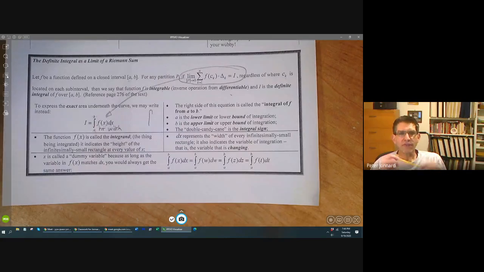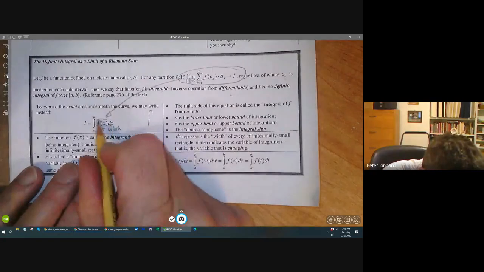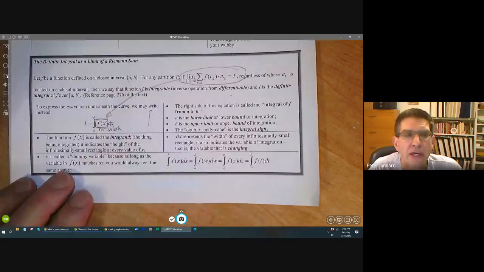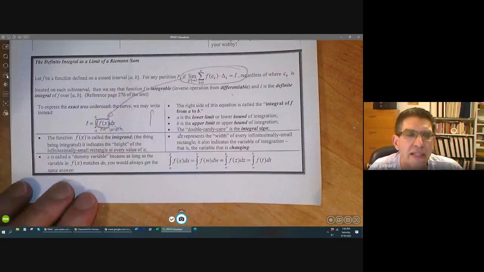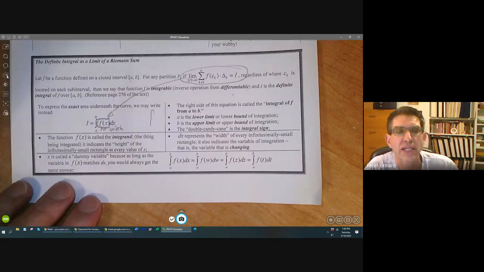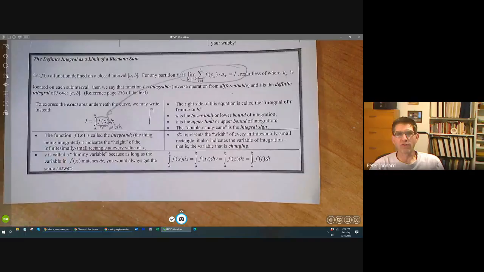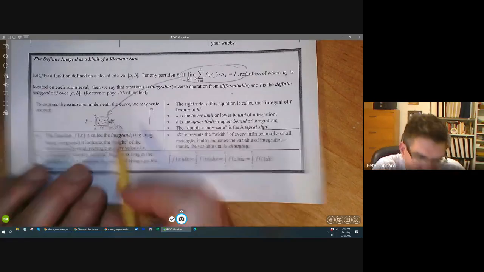Okay, the function f of x is called the integrand. So the integrand is just this piece here. It's the thing being integrated. It indicates the height of each infinitesimally small rectangle at every single value of x. And dx represents the width of every infinitesimally small rectangle. And it also indicates the variable of integration.